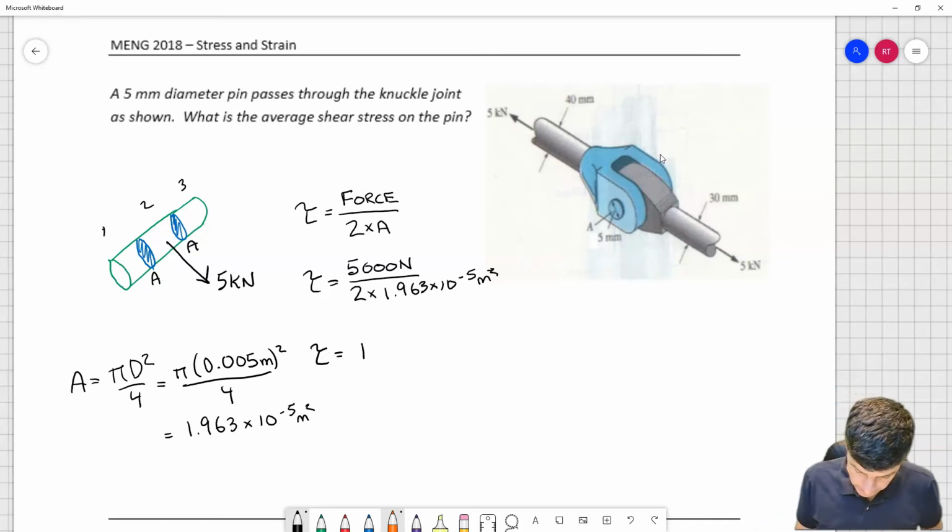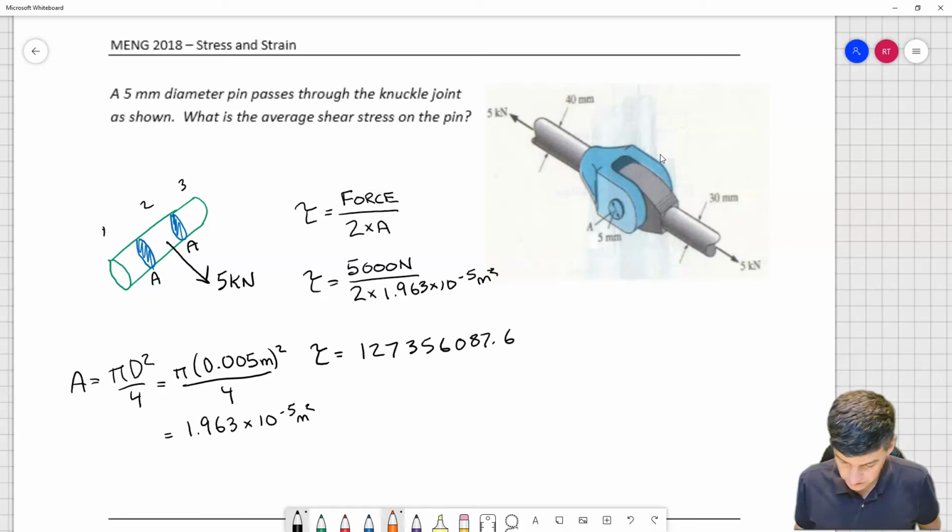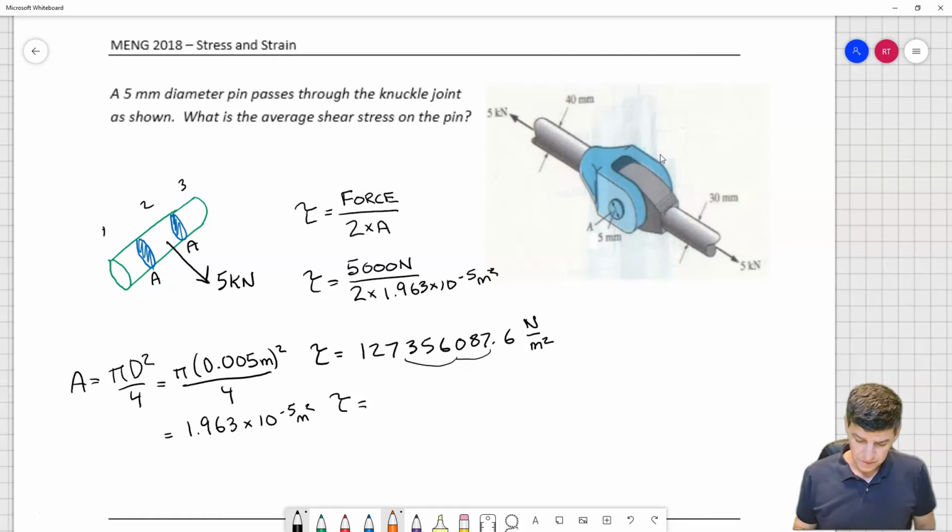And I get a value of 127,356,087.6 newtons per meter squared. So my shear, I can simplify it a little bit. I have 3 decimal places twice, so kilo and then mega: 127.4 megapascals.